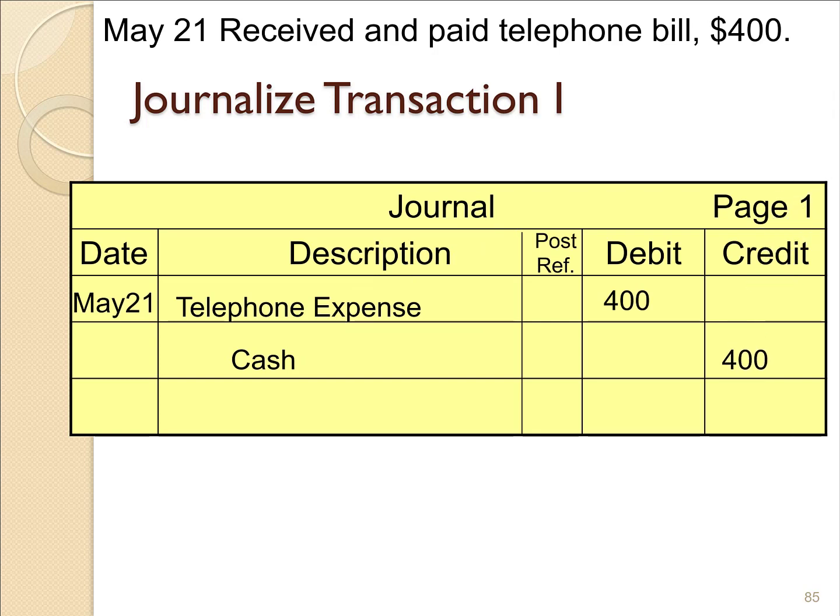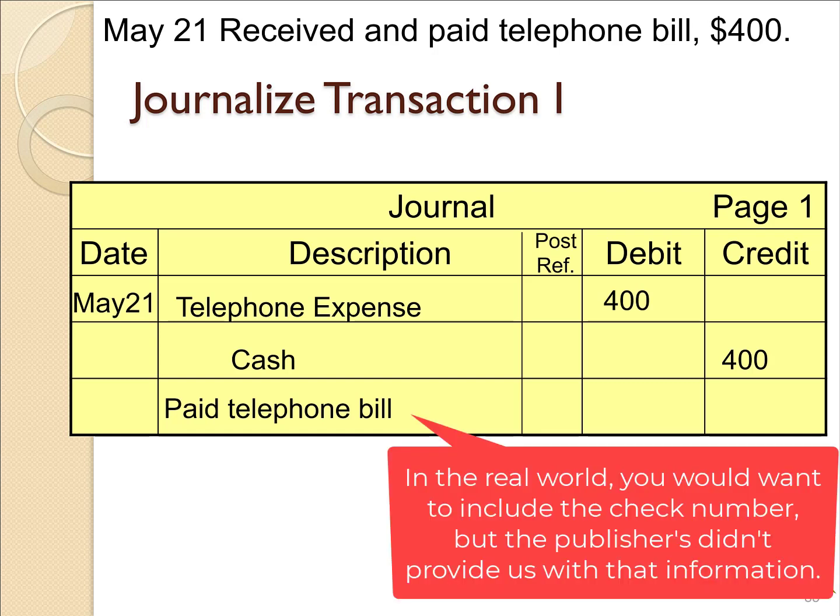And then you're going to have some sort of explanation of the transaction. Now, looking at this transaction explanation, do you see some critical missing information? In the real world, you would want to include the check number. You wouldn't want to just say paid telephone bill. You'd say paid telephone bill, check number 10,004 or something like that.